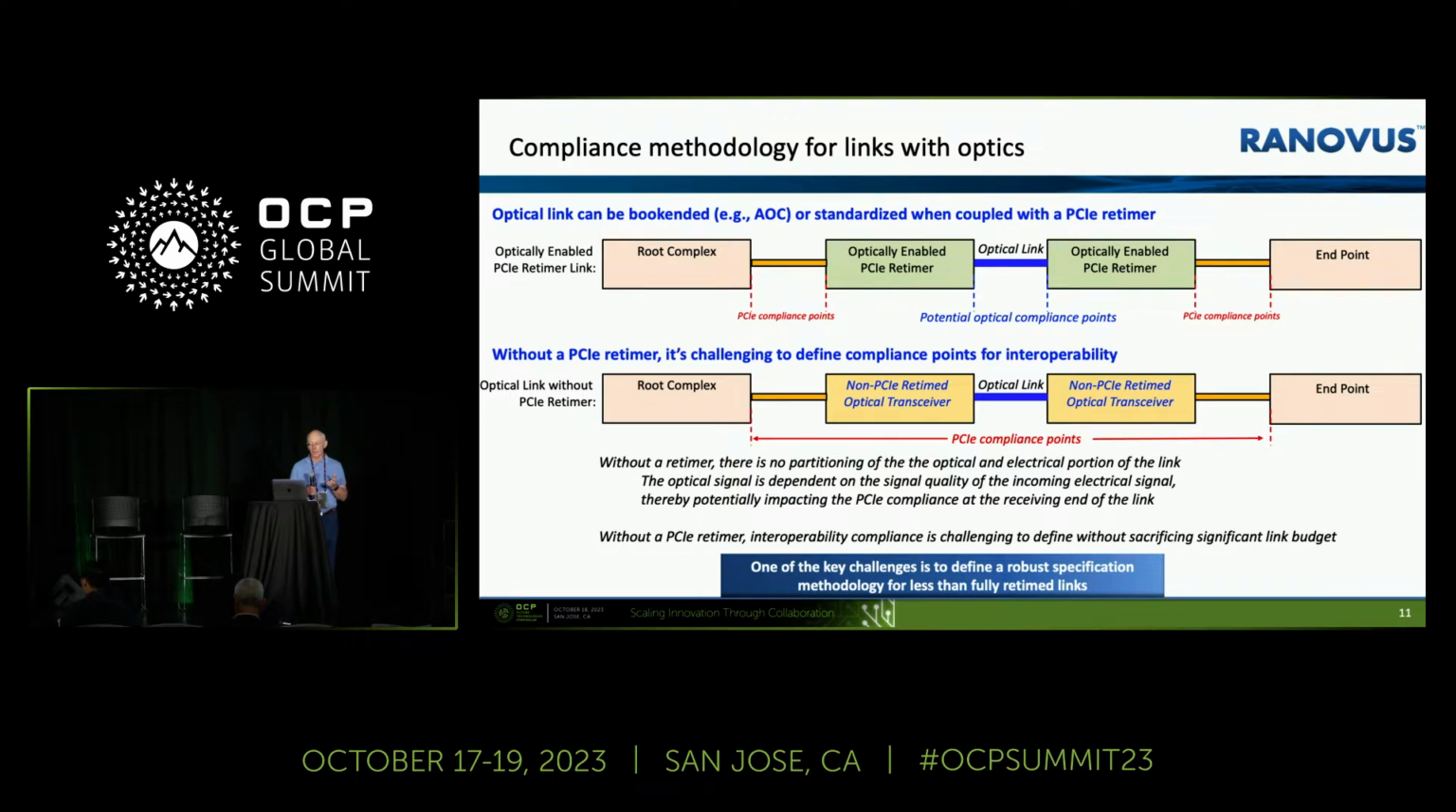If you go to a link without a retimer in it, what happens is if there's a signal quality issue at one of the ends, say the left end where there's a copper cable link, that signal quality bleeds over into the optical link and then shows up at the other end. So you kind of get this mixture. It's hard to come up with good compliance points between the two, and this is one of the key challenges that we're looking at in the standards groups, how to develop a methodology for that. One of the things you notice when you get rid of those retimers is now, if you want to make this truly interoperable across a number of technologies, you end up sacrificing link budget.